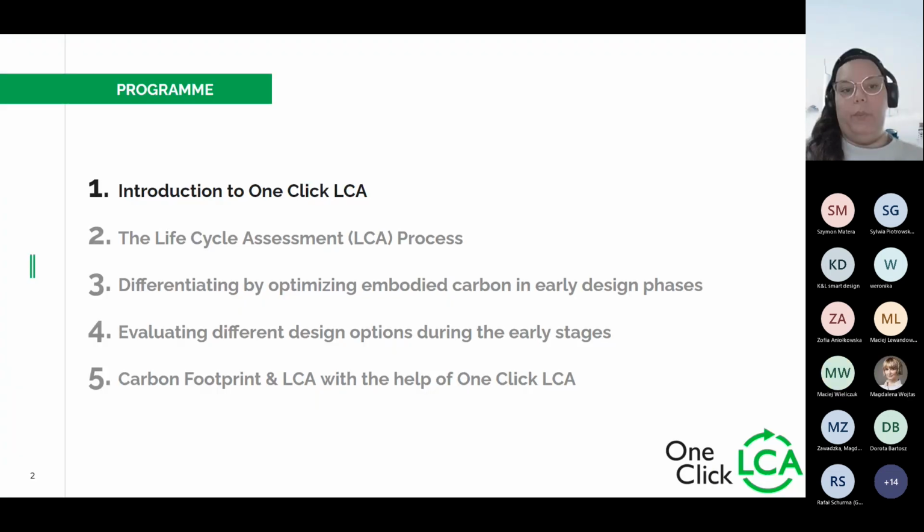So at first, we're going to start with a short introduction on One Click LCA. Then we'll talk about the lifecycle assessment process that we can use to calculate the carbon footprint of our buildings. Then we'll also talk about how you can differentiate yourselves by optimizing the embodied carbon in early design phases. And then we will talk about how to evaluate different design options during the early stages, and carbon footprint and lifecycle assessment, also what is the difference between them, with the help of One Click LCA.